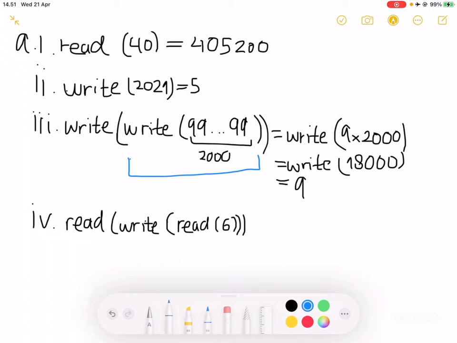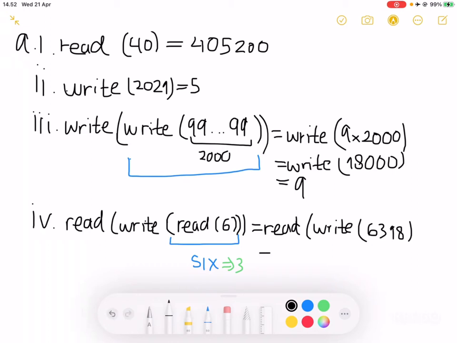Alright, so as in the strategy above, we need to deal with this inner part first. That would be read of write of read 6. Following the pattern above, we can write 6 in its alphabet form. There are 3 letters in the word six, so our read of 6 value will be 6, that's the digit of the input, followed by 3, and then the product of these two numbers, which will be 18.